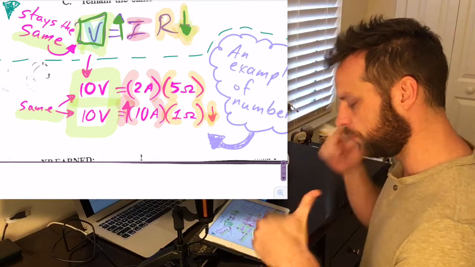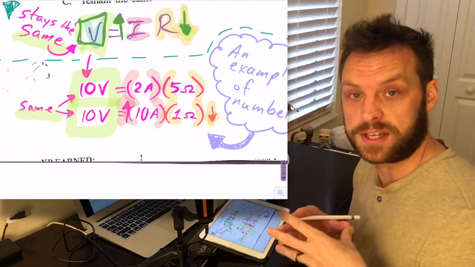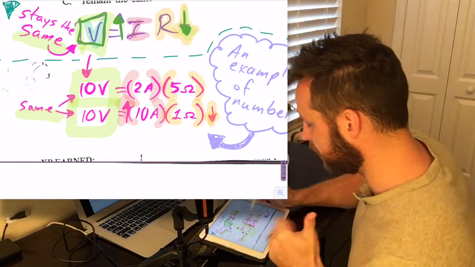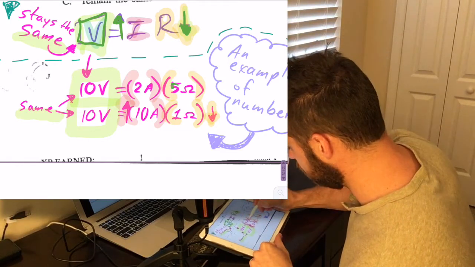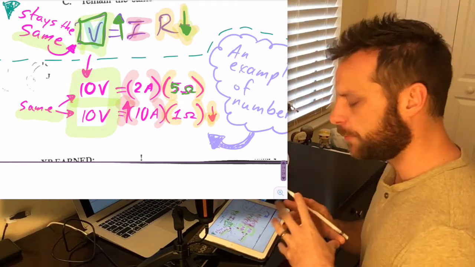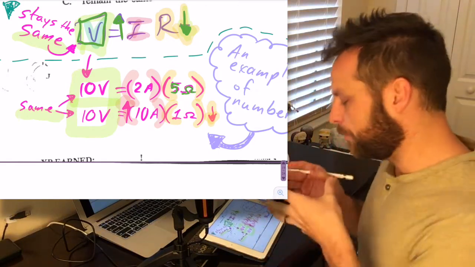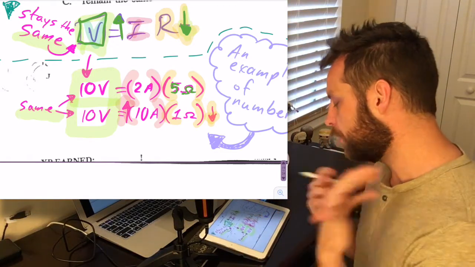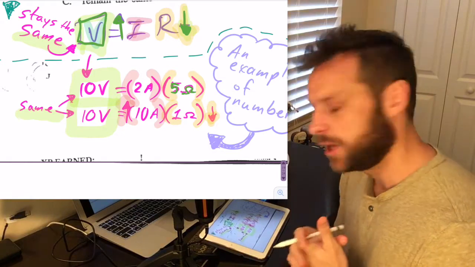The top one says 10 volts, the bottom one says 10 volts because they have to stay the same. And then I'll just pick a number for my resistance, and I've picked 5 ohms. So let's say I have a resistance of 5 ohms to start with. What would my current have to be? Well, 5 times what equals 10? 5 times 2 equals 10. So my current would have to be 2 A, 2 amps.